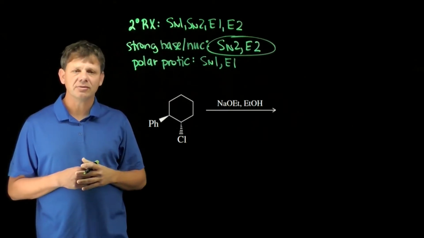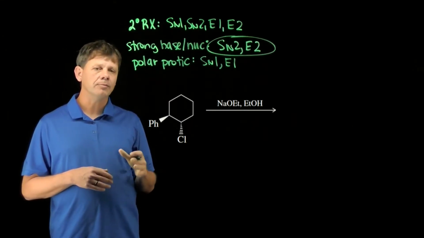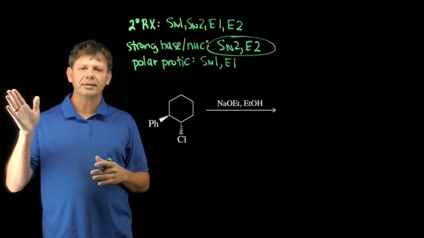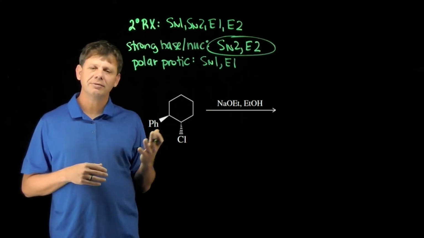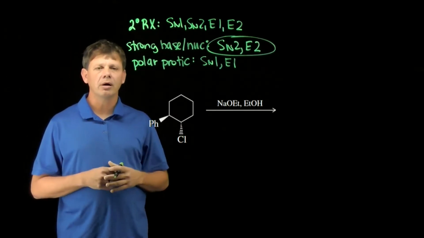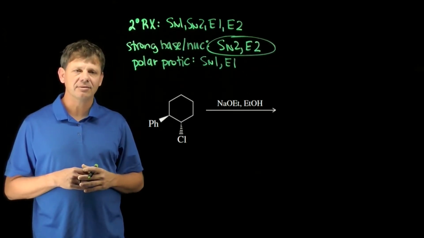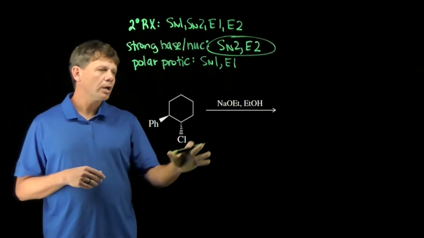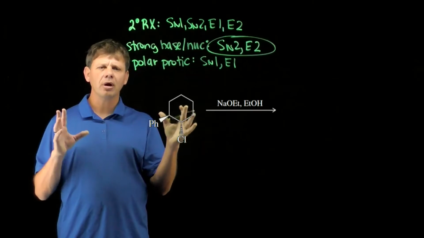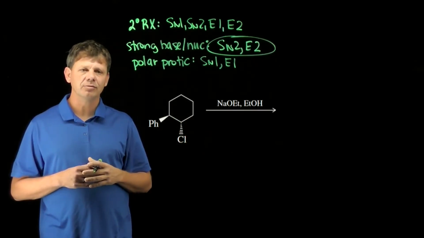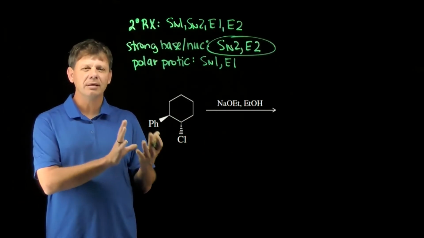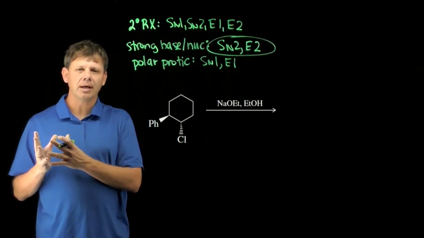Now, how do we make the decision between SN2 and E2? Well, at primary, it's most likely SN2. At tertiary, it's most likely E2. And here we are at secondary having to make that decision. At secondary, we're going to look at how strong of a base ethoxide is really. That is, would it want to be a nucleophile or does it want to grab a proton?